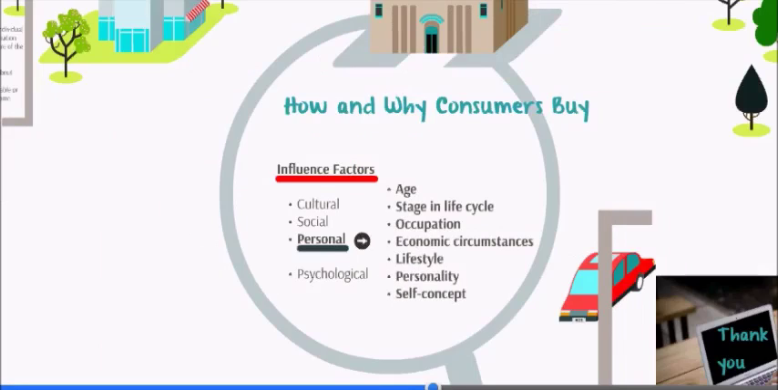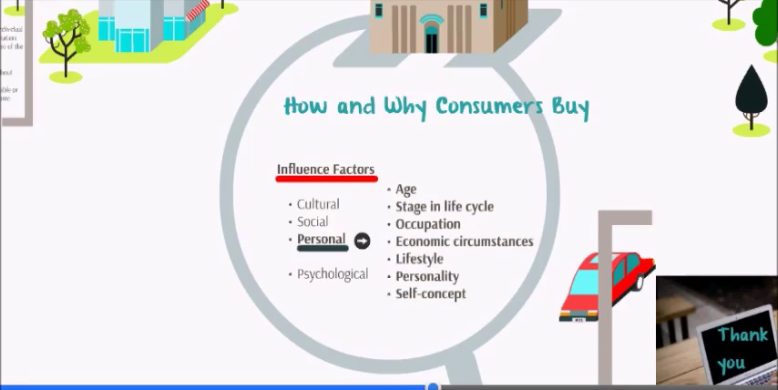The third influencing factor which plays a very important role on consumer mindset before making a purchase is personal factors. When we talk about personal factors, I mean age, stage in life cycle, occupation, economic circumstances, lifestyle, personality, and self-concept. All these factors play a big role. If I talk about age, a teenager might be having a different kind of purchasing pattern than a consumer who is 50 plus.